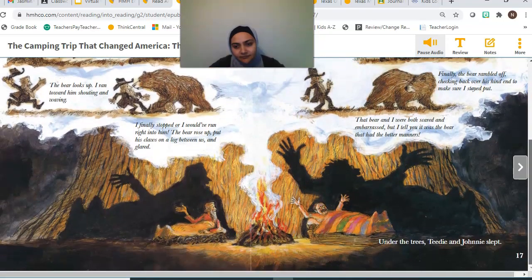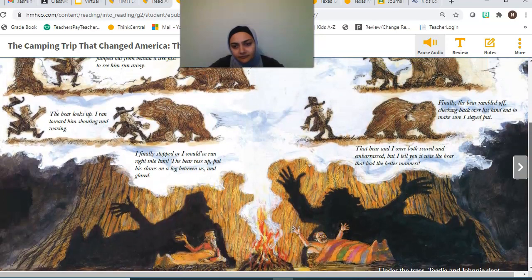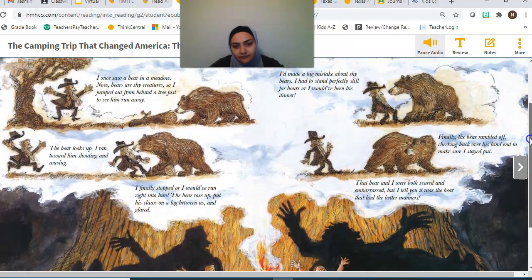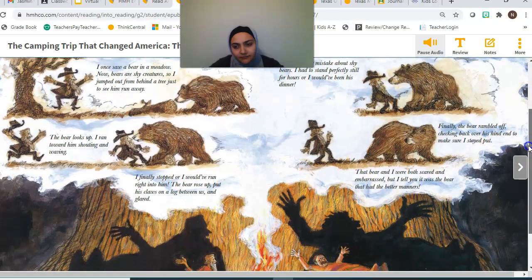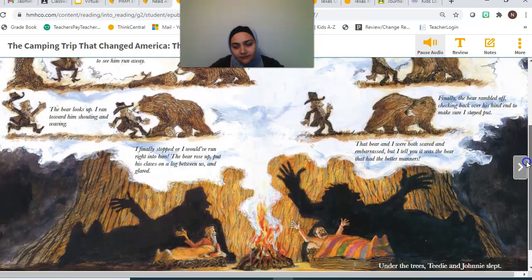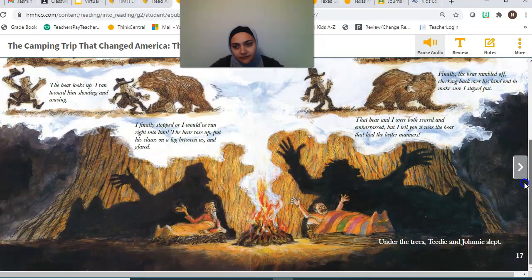"I'd made a big mistake about shy bears. I had to stand perfectly still for hours, or I would have been his dinner. Finally, the bear rambled off, checking back over his hind end to make sure I stayed put. That bear and I were both scared and embarrassed, but I tell you, it was the bear that had the better manners." Under the trees, Teedy and Johnny slept.